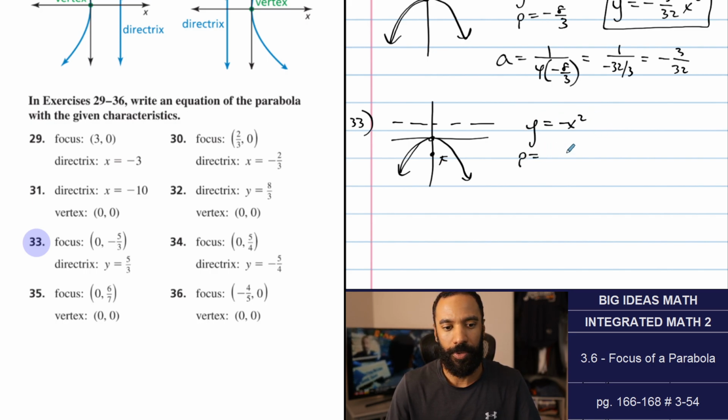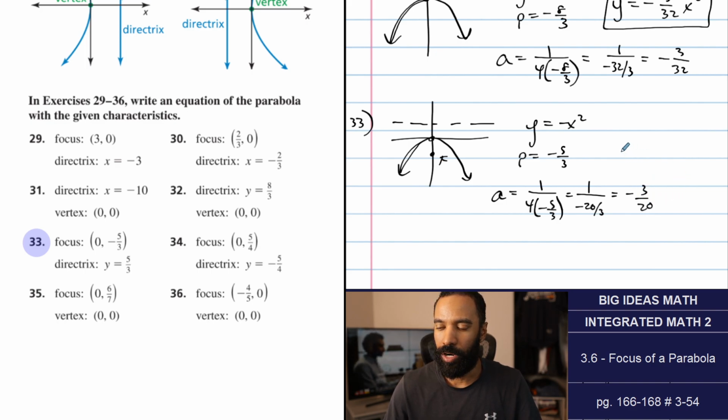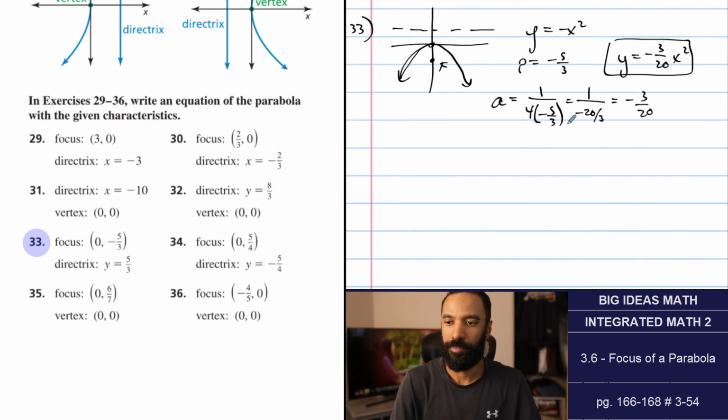Your p-value is -5/3, and a is 1 over 4 times -5/3, which is 1 over -20/3, which is -3/20. Your equation is y equals -3/20 x squared. Three more of this variety.